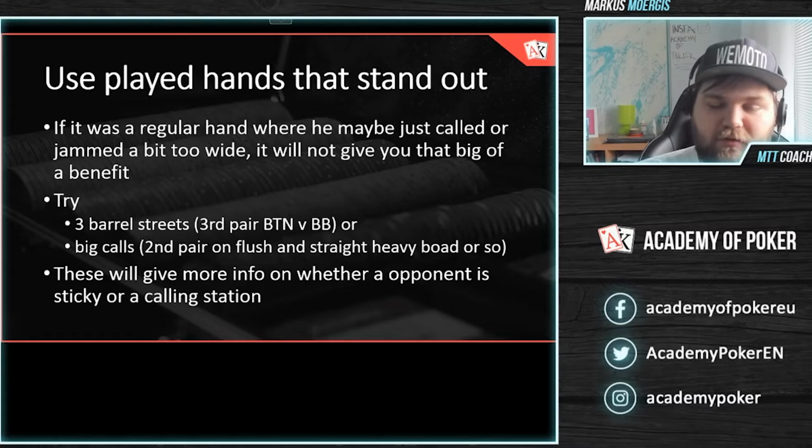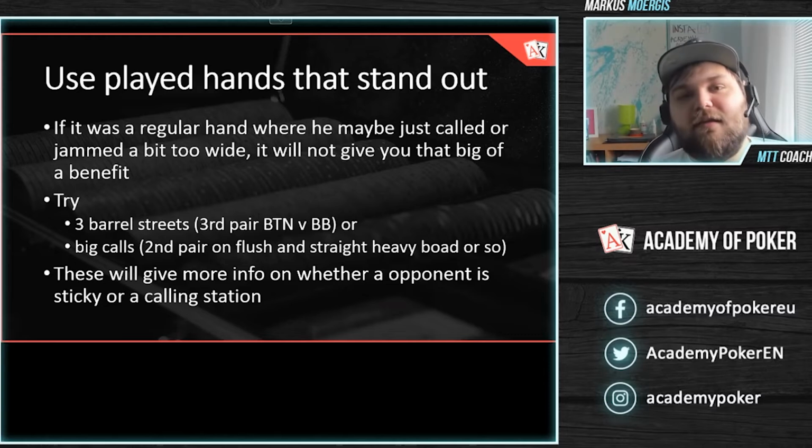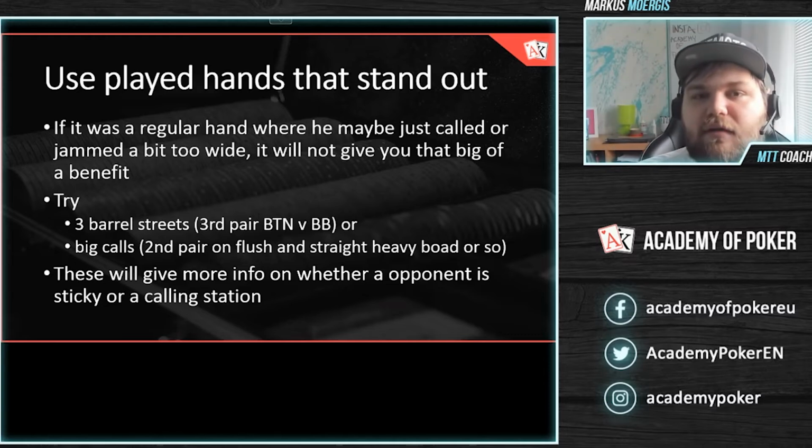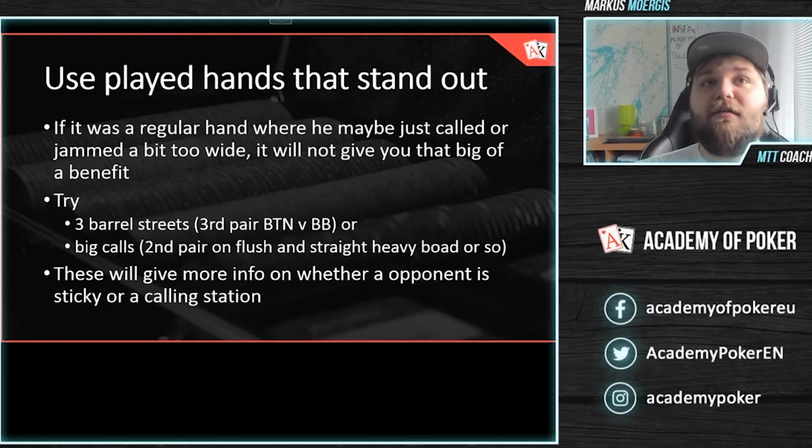Let's say you're in UTG versus middle. He's in middle position, and he called down like a second pair hand on a flush and straight heavy board, something like that. Because then you can see, okay, he's really sticky. Because a lot of times when you go for the second bet, for example, most people would just fold the second pair, especially when you have a big range. You don't have that big of a range when you open raise from early position. And yeah, so those are really good indicators for us to label the opponent in some way.